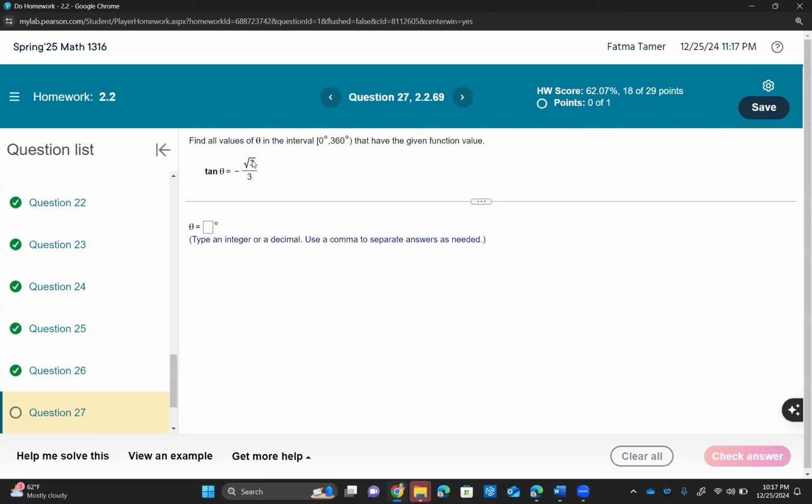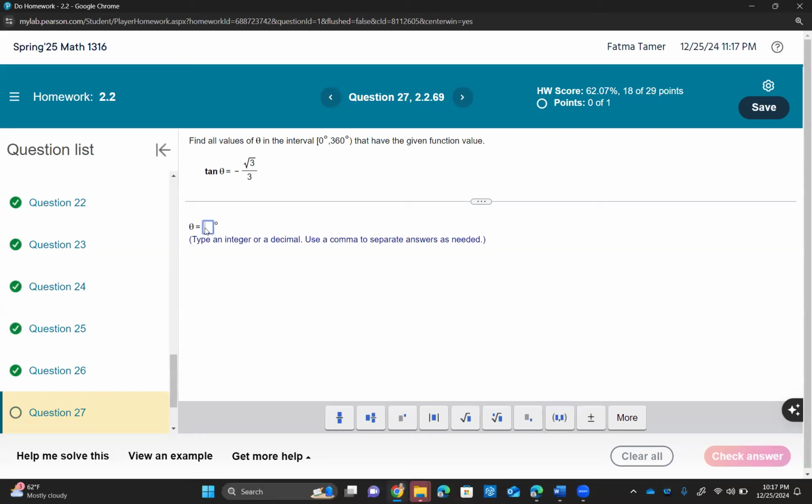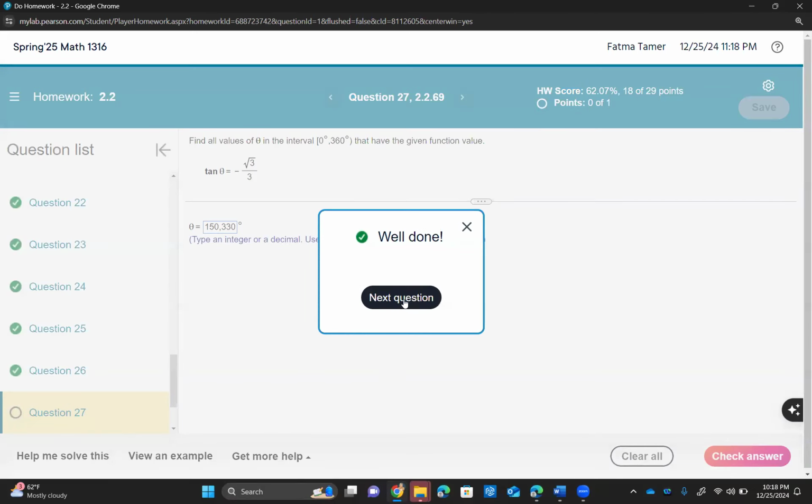If tangent is negative root 3 over 3, this is the same thing as 1 over root 3. So that means the sine value has to be 1/2. Sine value is 1/2 for 30 degrees as a reference angle, but this is a negative tangent. So it's only possible in the second quadrant and the third quadrant. And both of these angles will use 30 degrees as a reference angle.